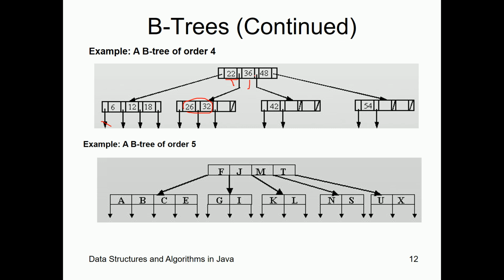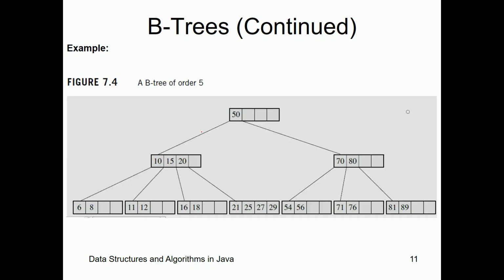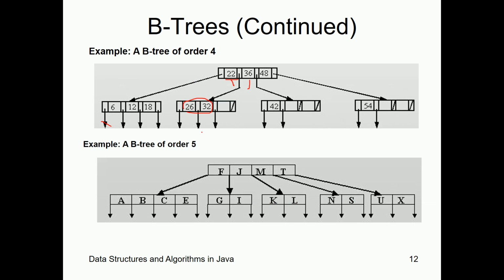The implementation is okay. That's a good question. Which implementation do you think might be better for this type of tree? An array or a linked list? Linked list? Array? Because we know the size.